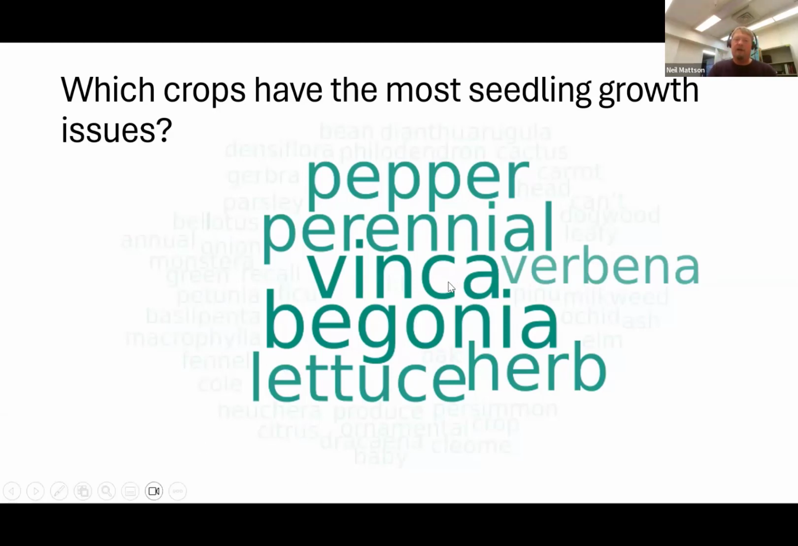Vinca, the diversity of perennial crops, peppers, which I've observed that myself. That's definitely a vegetable that is harder to produce uniformly and consistently. Verbena, herbs, lettuce. And then I don't know if you can see it, but in light colors, and we'll be able to distribute the full survey results, there's a wider range of plants that weren't as big of an issue with the majority of respondents, but still an issue with individual respondents.